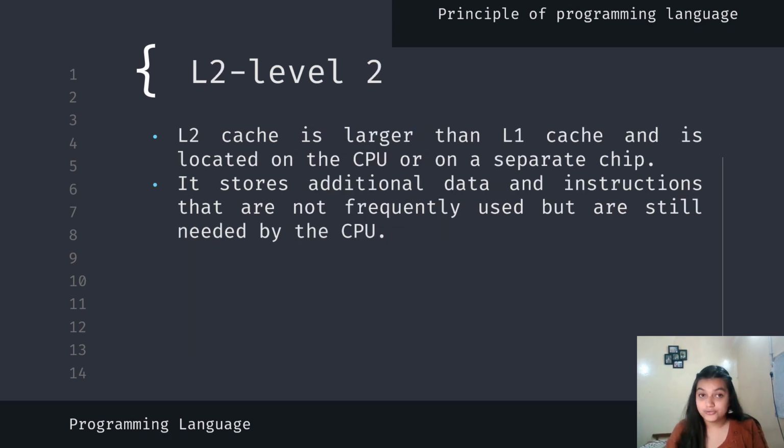Coming to L2, level 2, L2 cache is larger than L1 cache and is located on the CPU or on a separate chip. It could also be on the motherboard. It stores additional data and instructions that are not frequently used but are still needed by our CPU.